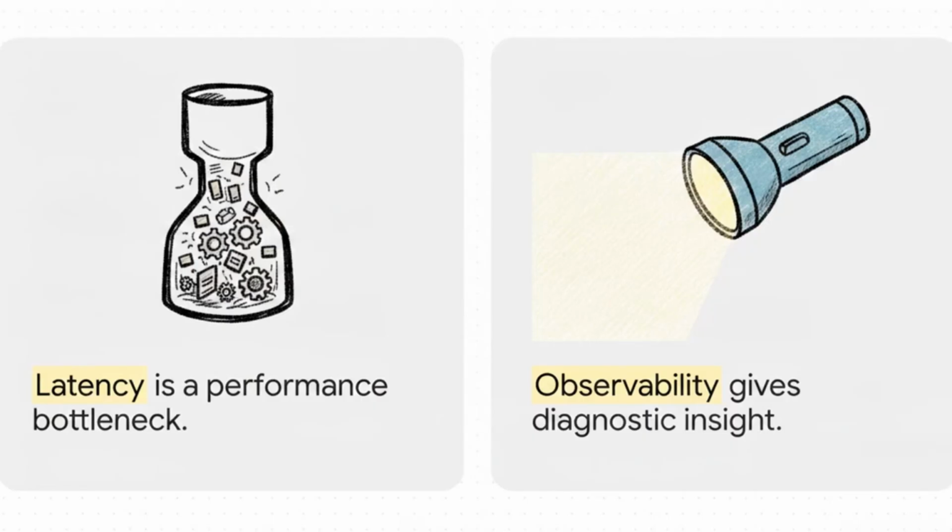It helps to think of latency as this invisible enemy that's creating a massive performance bottleneck for your application. Observability, then, is your diagnostic flashlight. It's exactly what you use to hunt that enemy down. Simply put, you just can't fix what you can't see.